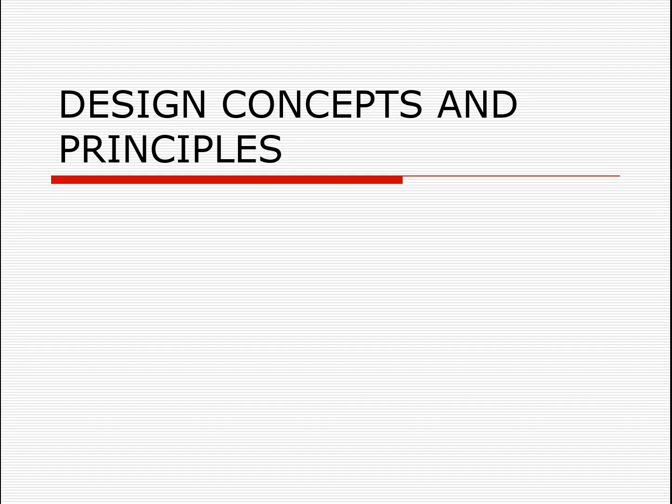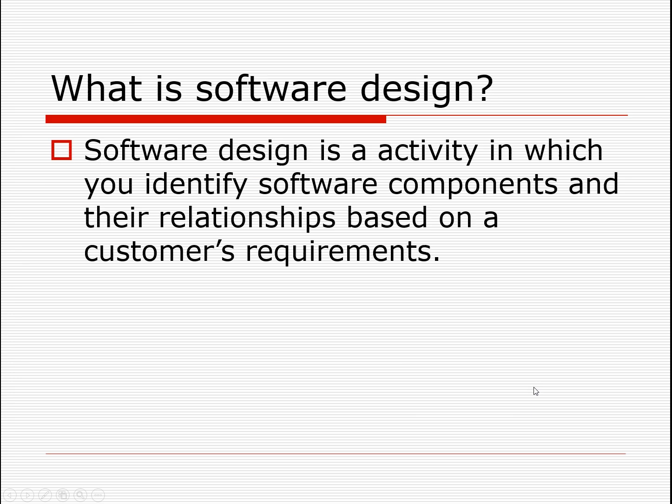A principle in software engineering. So the first is: what is software design? Software design is an activity in which you identify software components and their relationships based on the customer requirements. So we are creating an activity through which we identify which software components there are, what their relationship is with the customer's requirements, and how we can identify and finalize it.